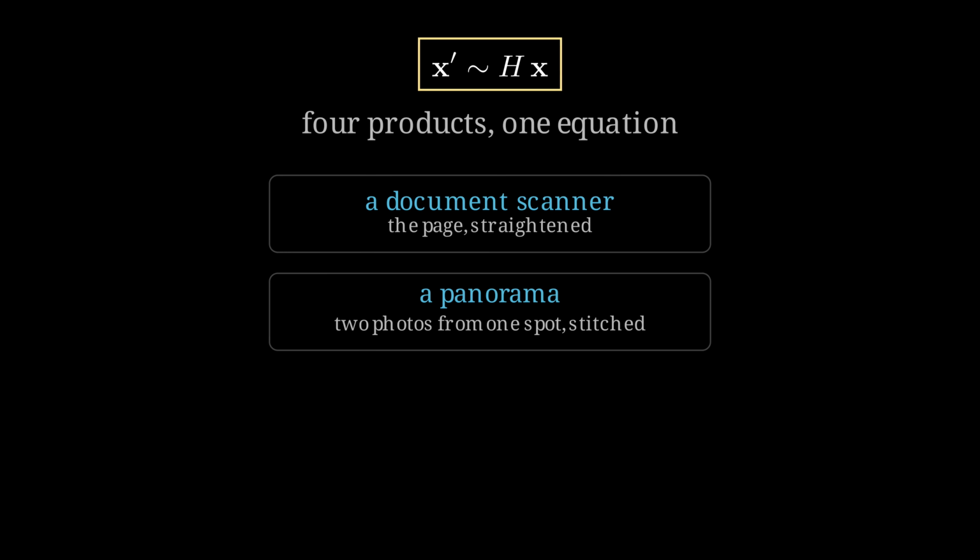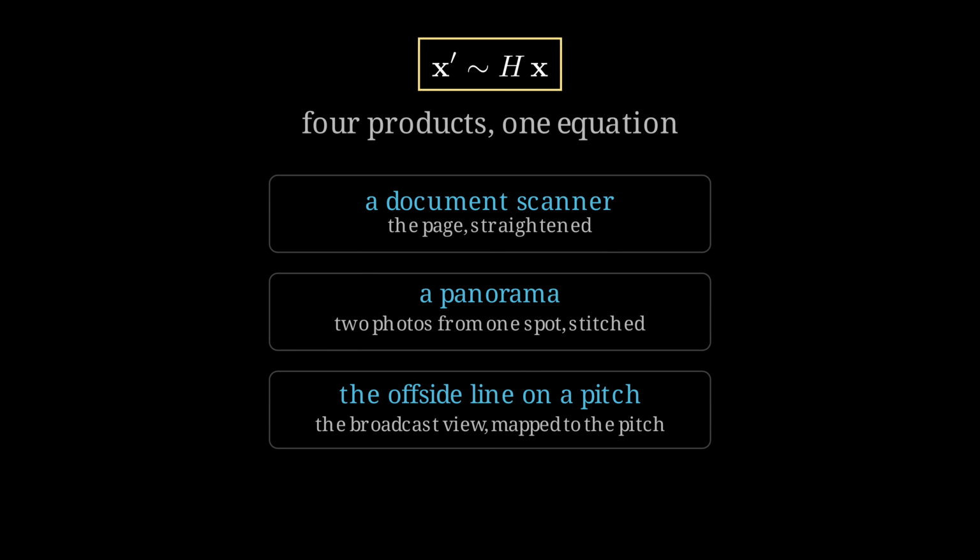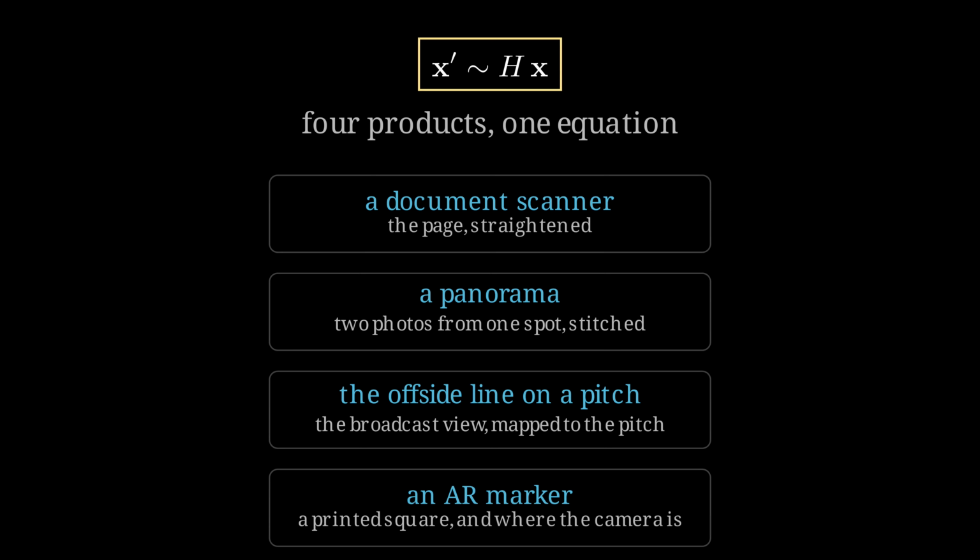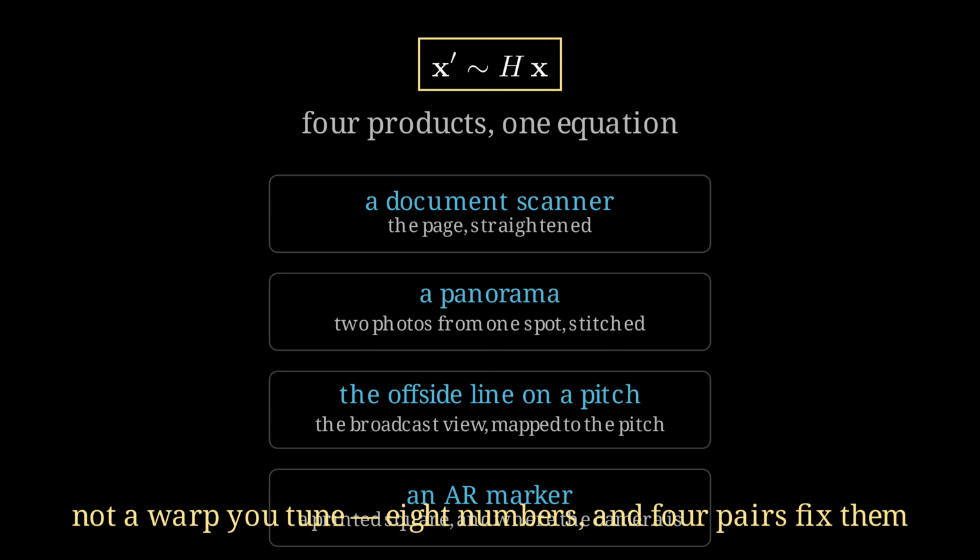It's a panorama stitched from 2 shots. It's the offside line a broadcaster paints onto a football pitch, and it's the printed square that tells a phone where it is in the room. 4 products. 1 equation with a different H. And I want to be honest before we start. A homography is not a warp you tune until it looks right. It is 8 numbers and 4 point pairs determine them exactly. Everything that follows is proving that sentence.